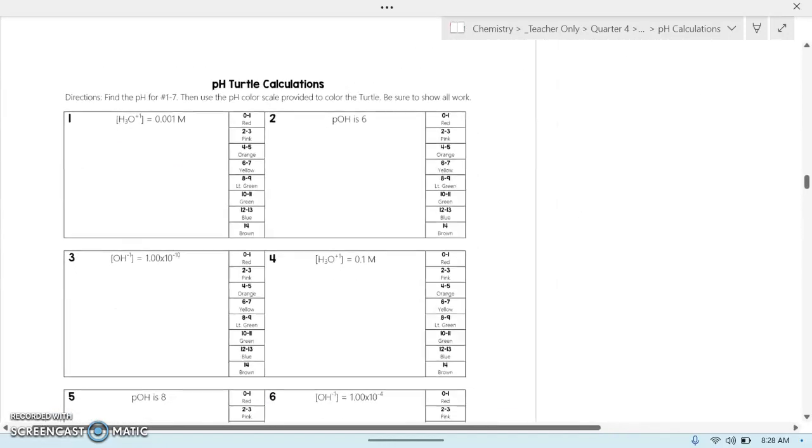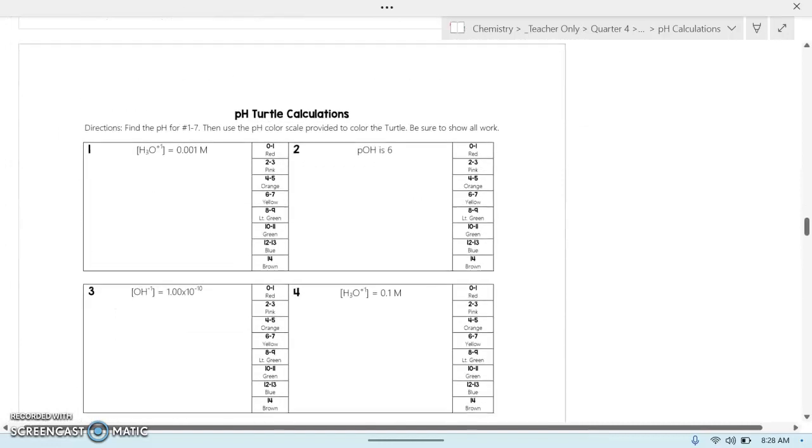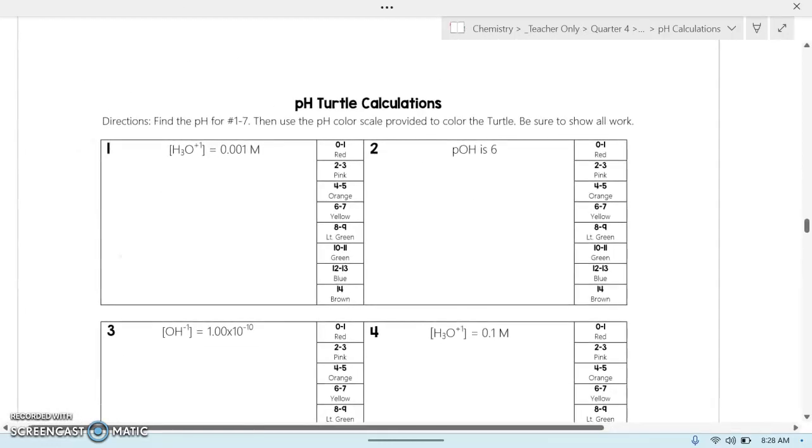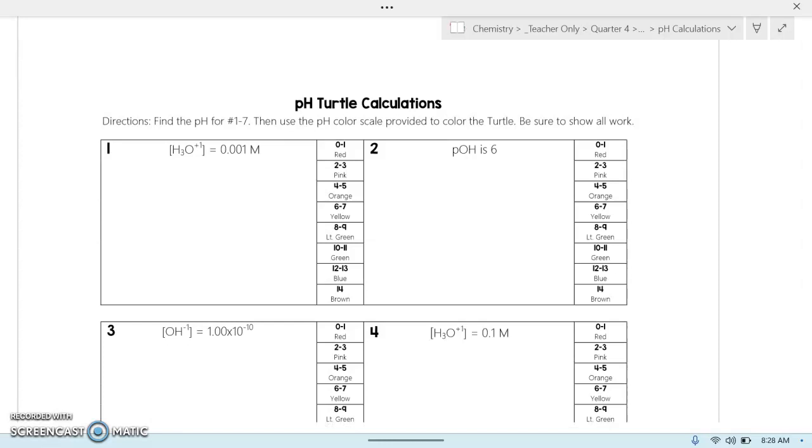Here's the turtle coloring calculations. So let's do a couple of these together just to make sure we're all set. Find the pH for each of these, then use the color scale to color the turtle. So our first one, we have hydronium concentration is 0.001. I'm going to write all of our helpful information here at the top.